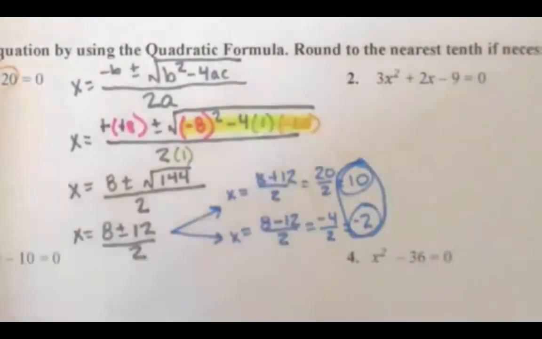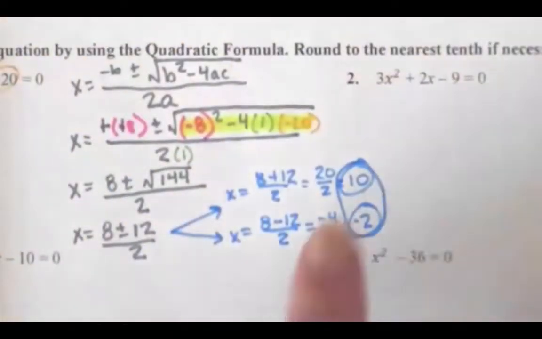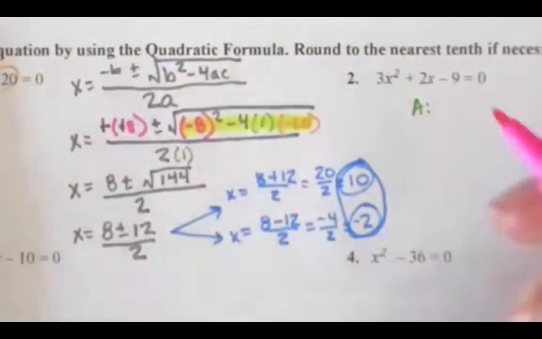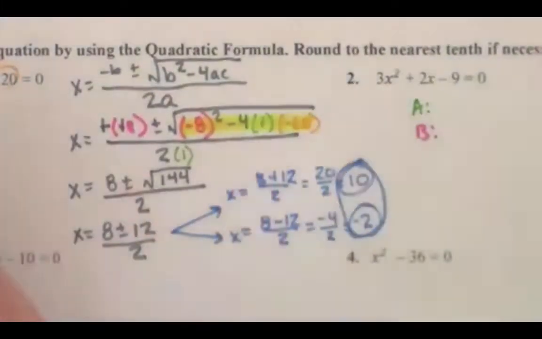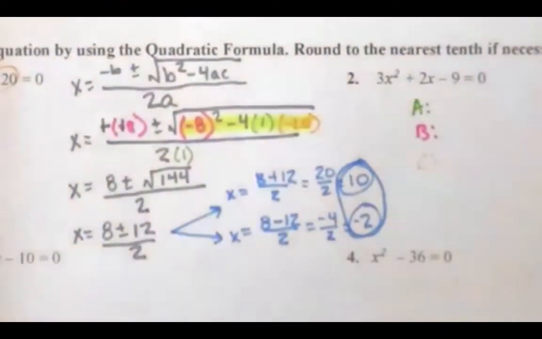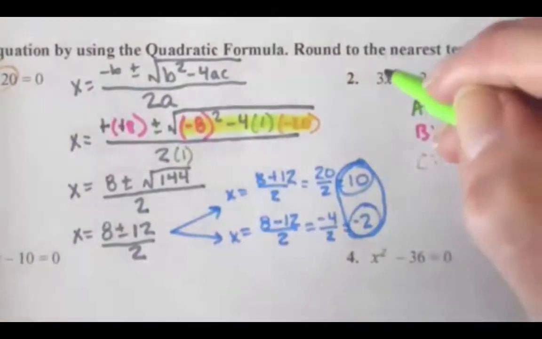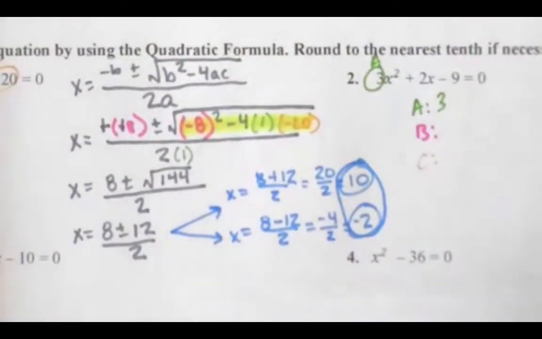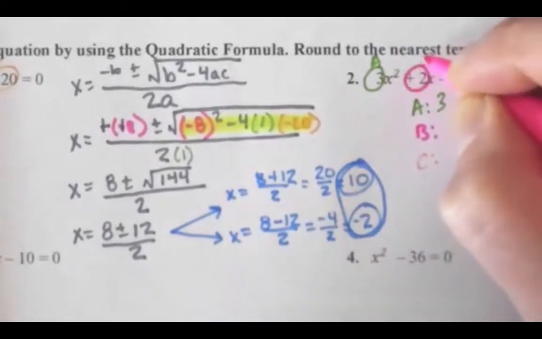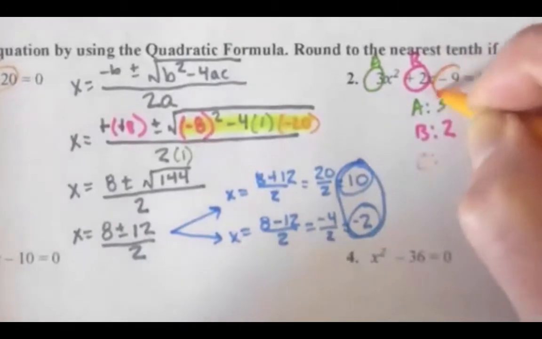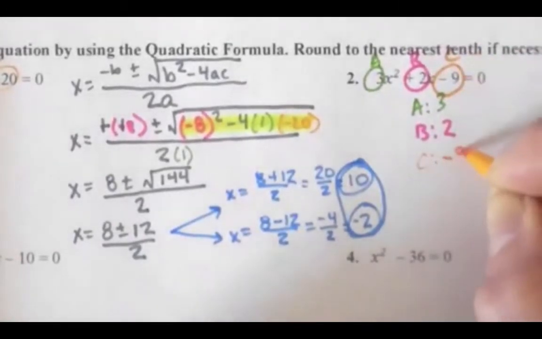Okay, let's try number 2. This time, we're going to set up A, B, and C. So this time, the number in the front is A, which would be 3. B would be here, just 2. And C is -9.